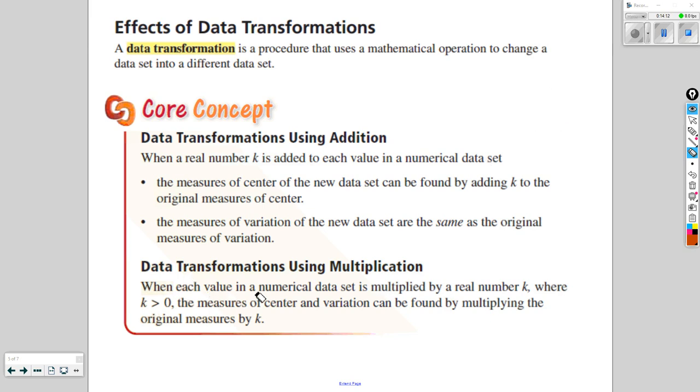When each value in a numerical data set is multiplied by a real number k, where k is greater than 0, the measures of center and variation can be found by multiplying the original measures by k. So if you want to transform data using multiplication, it's pretty simple. It works all across the board for measures of center and for measures of variation. So that's nice to know.